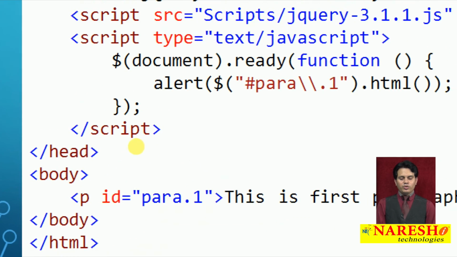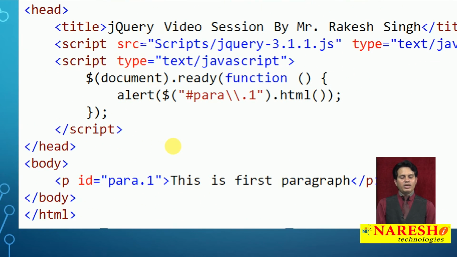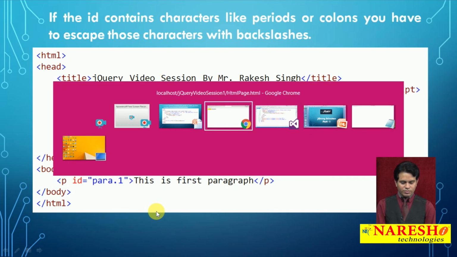So here, as soon as the document is ready, I want to get the HTML content in an alert box. So $ of hash of para, before the dot, two backslashes have to be given in order to escape this dot, and then 1, and get its content by using the HTML method. So how will you proceed?